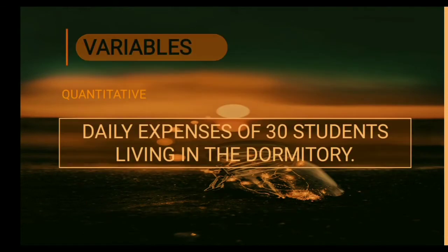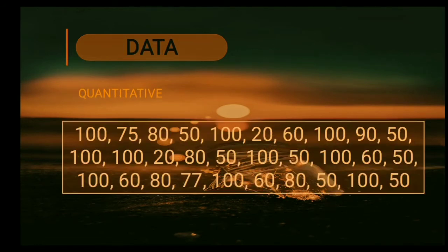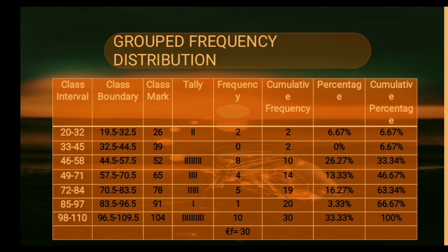For the quantitative data, we will use the grouped frequency distribution. The data will be the daily expenses of 30 male students living in the dormitory. This is the gathered data for the quantitative data using the grouped frequency distribution. This is the grouped frequency distribution table of the data gathered from the daily expenses of male students living in the dormitory. The table is composed of class interval, class boundary, class mark, tally, frequency, cumulative frequency, percentage, and cumulative percentage.